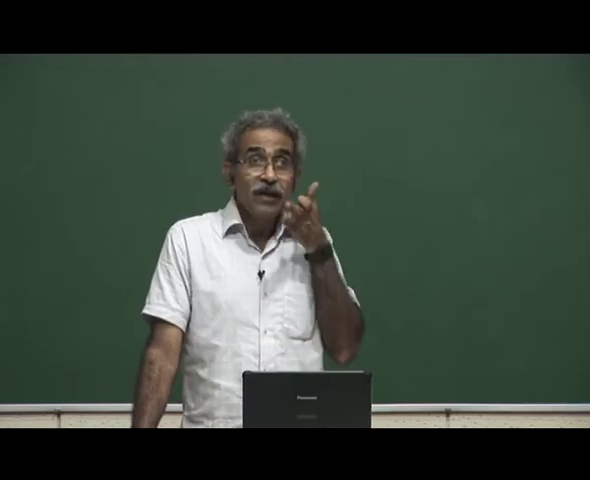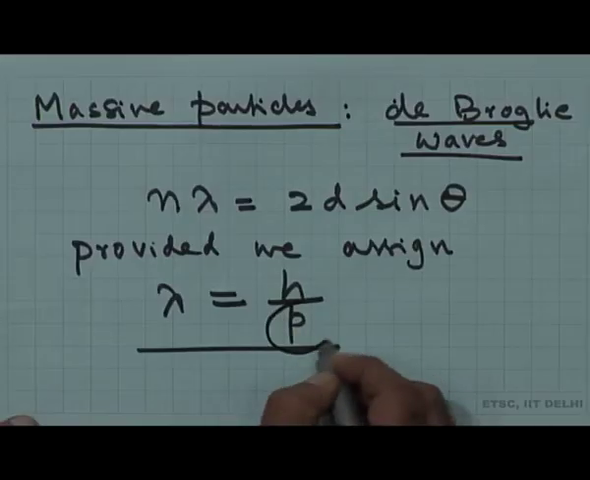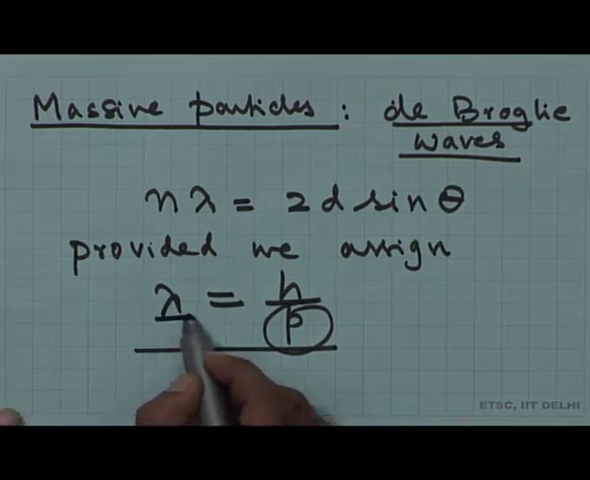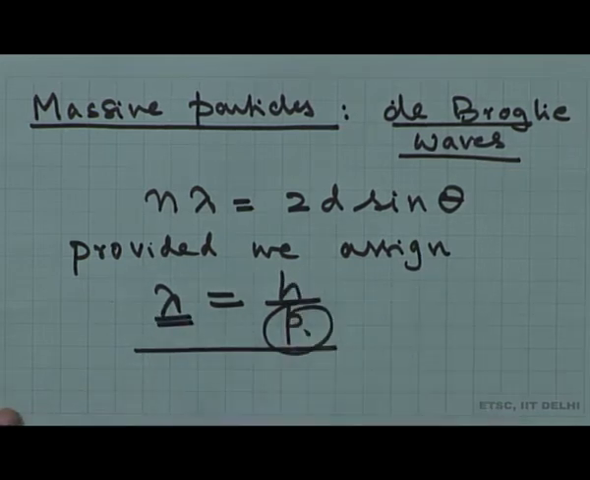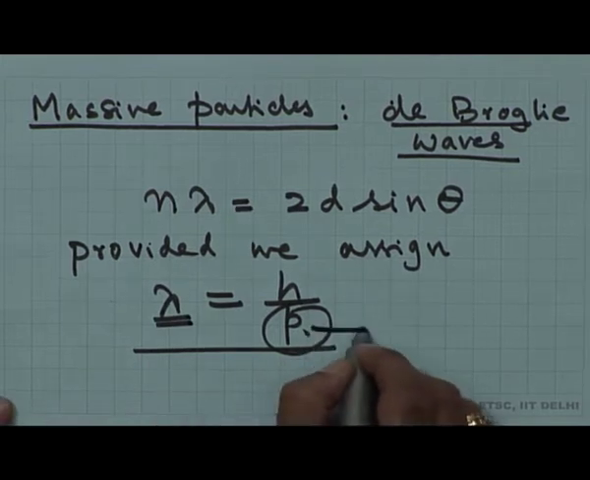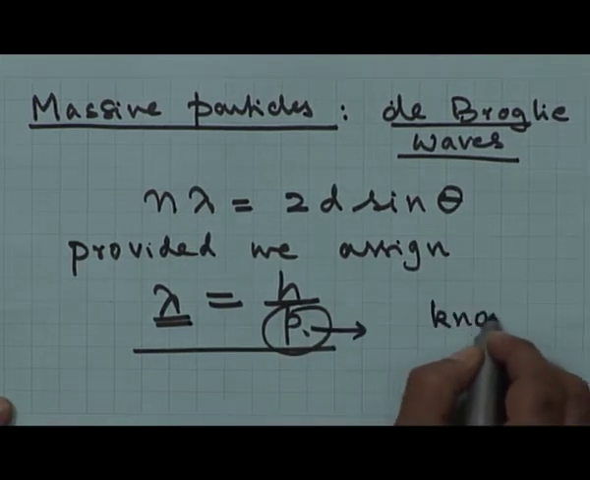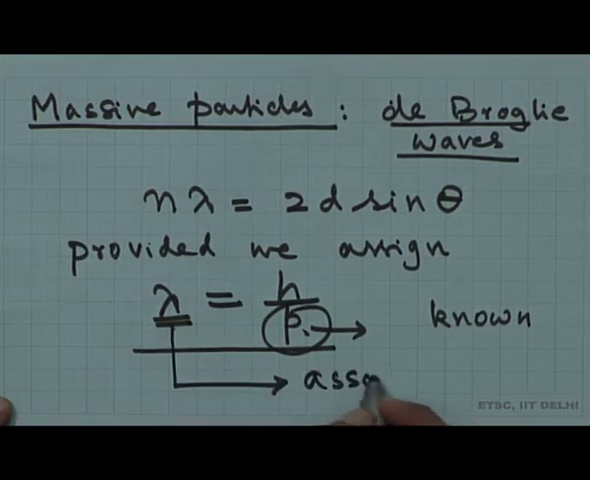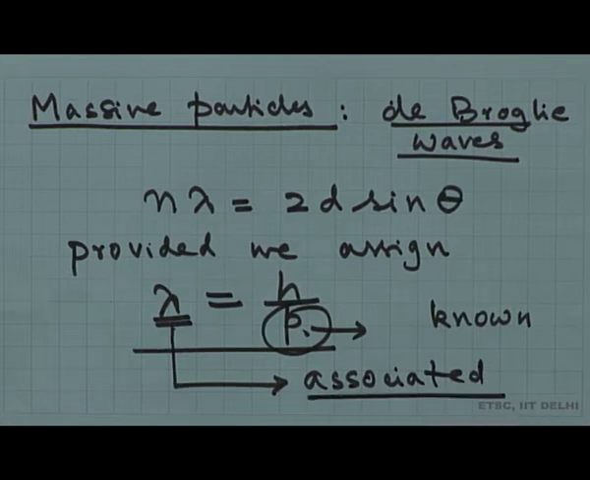Now the particles with this known momentum are impinging on my nickel crystal, but the scattering results can be understood if I associate a lambda with this p through this relation. In other words, p is what is known and lambda is what is associated. This in fact is the great contribution or the great intuition of de Broglie when he proposed this hypothesis.